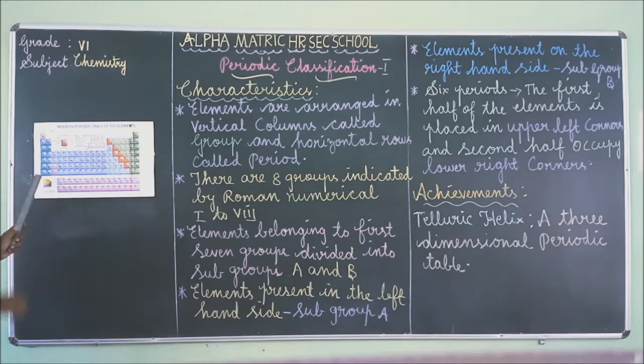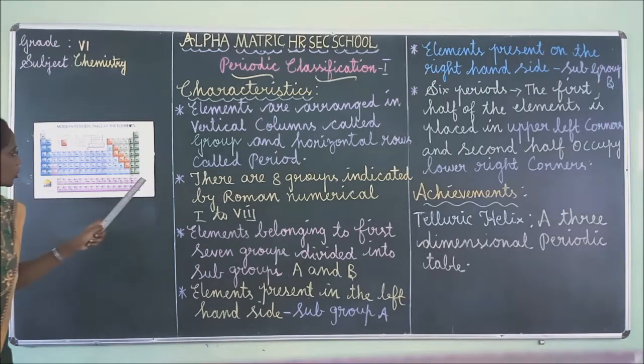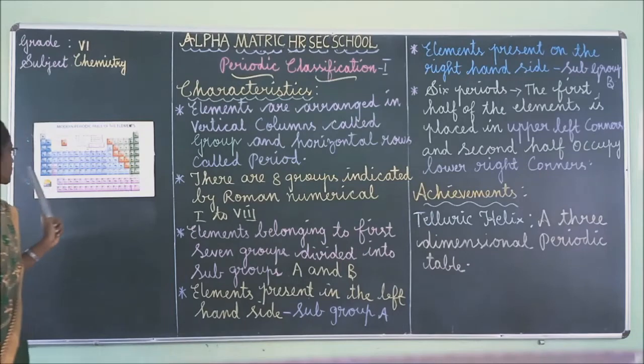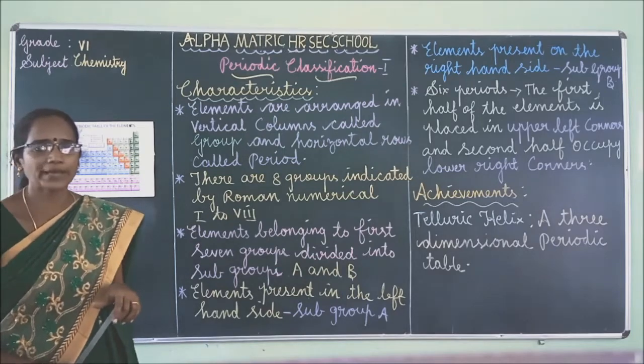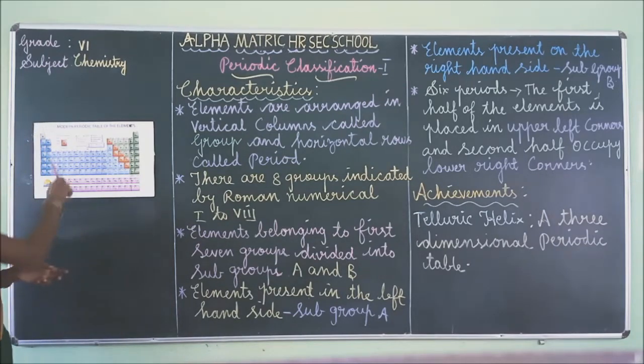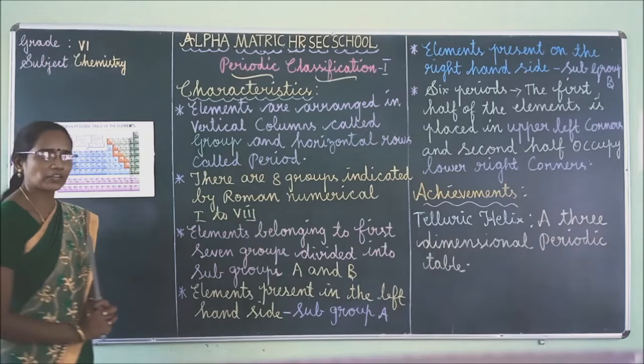And the last period also contains 32 elements. This is also one of the longest periods because it starts from francium. So this is the last period and it contains 32 elements, right? Four elements have been included recently by IUPAC. IUPAC means International Union of Pure and Applied Chemistry, right? So these are very important in the periodic table.